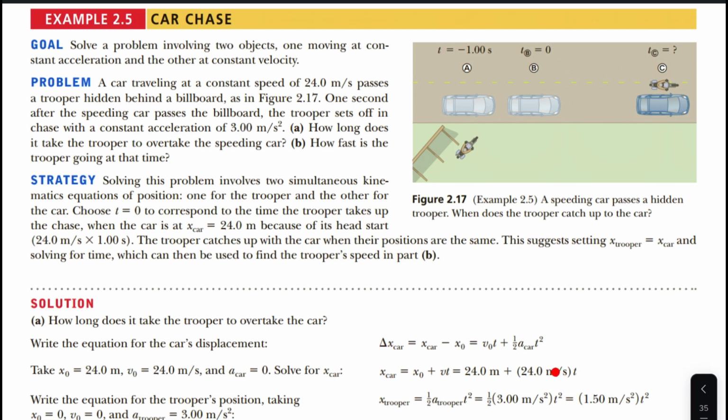Because it's constant speed, V initial of the car is the same as V final of the car. It has no acceleration, right? So we can simply put the A of the car as 0. And bear in mind, V final of the car is equivalent to V initial of the car, right? That is how we know the V final of the car is also 24 meters per second.